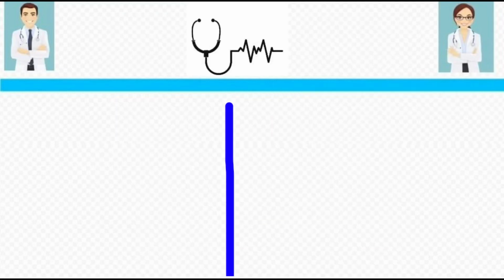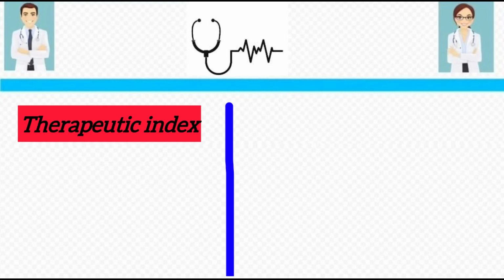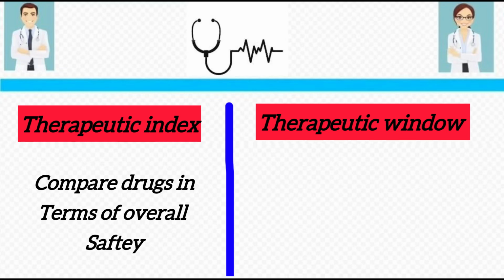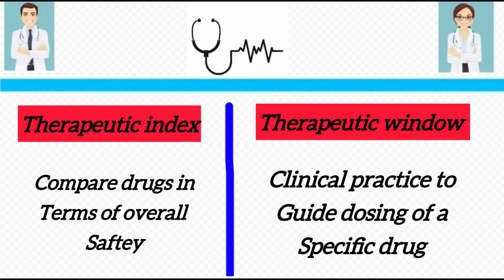Now let's collectively talk about therapeutic index and therapeutic window. Therapeutic index is used to compare drugs in terms of overall safety. Simply, it tells us that the drug is safe or risky. On the other hand, therapeutic window is used in clinical practice to guide dosing of a specific drug. So, therapeutic index is all about safety of the drug and the therapeutic window is all about safe dosing of a specific drug.